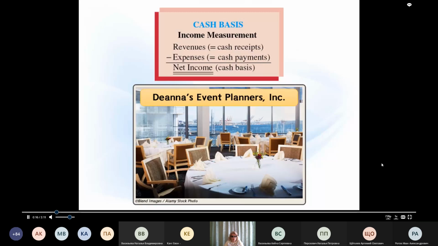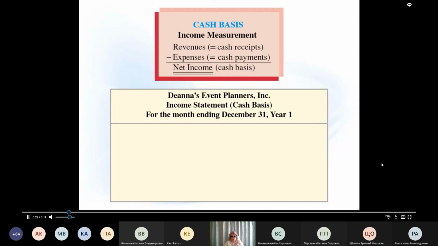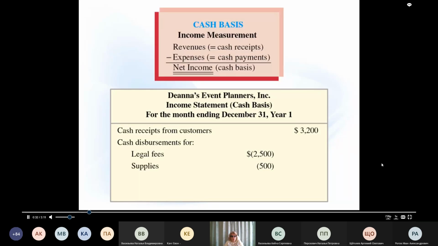Let's assume Deanna's Event Planners Incorporated opened for business on December 1st. During the month, the company planned an event and received $3,200 in cash from the customer. During the same month, the company paid $2,500 for legal advice received during the month, $500 to purchase supplies that were used during the month, and $1,200 to employees who worked during the month. The company produced a negative net operating cash flow of $1,000.